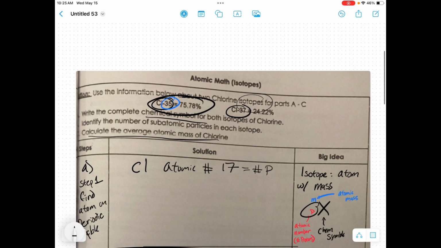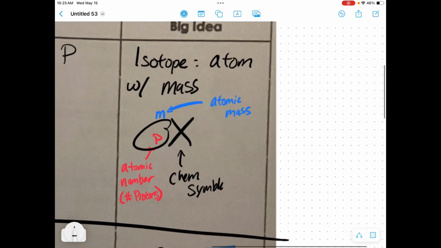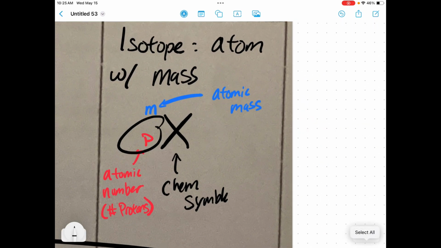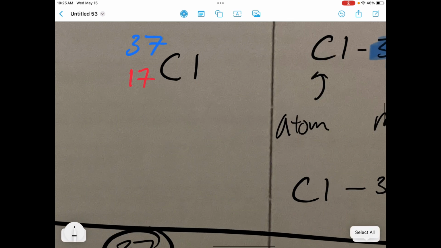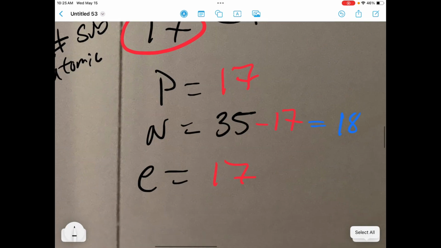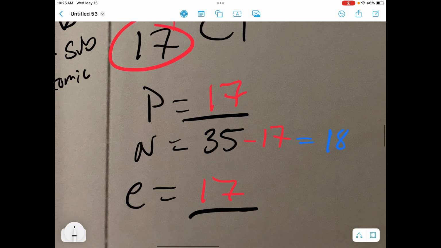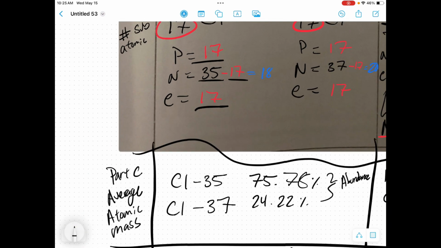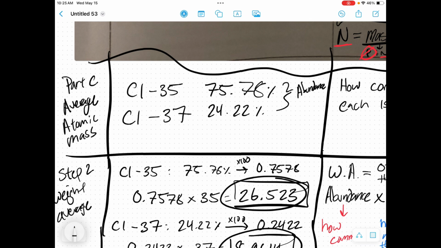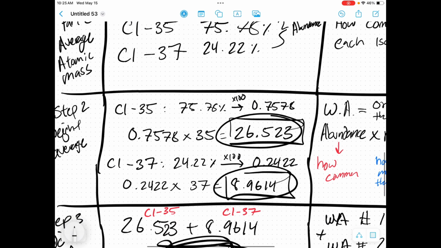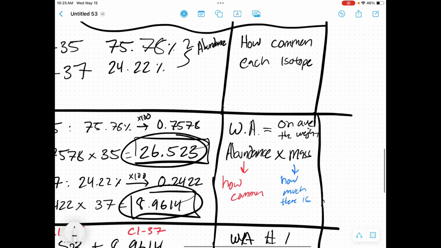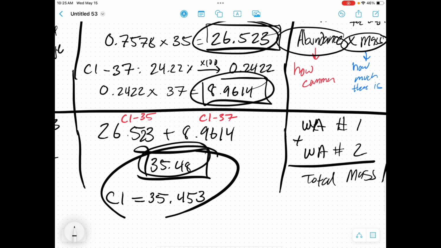So that's kind of all the big ideas for isotopes. Isotope notation: chemical symbol, atomic mass on top, atomic number on the bottom. That can get you your subatomic particles. Protons and electrons are the same for a regular atom. Find neutrons: atomic mass minus atomic number. If you get multiple isotopes, you can figure out how common each one is. All you need to do is create a weighted average, which is just multiplying your abundance times your mass. That'll give you a bunch of weighted averages. Just add up all your weighted averages and it'll give you your total mass.